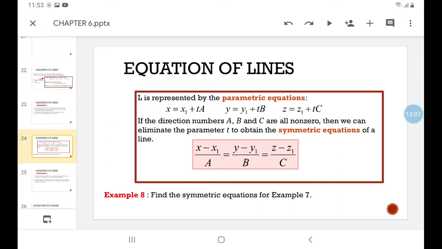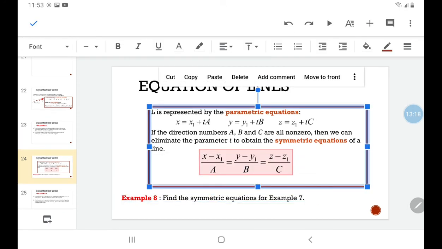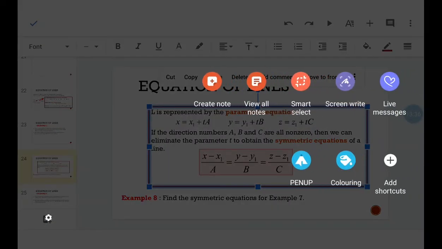So in the equation of the lines, we can also find the symmetric equation. Okay, what do we mean here by symmetric equation? It is just letting t be on the left hand side of the equation. Here is what the parametric equation is all about, and now just let t be on the left hand side. So now let's try to do this.